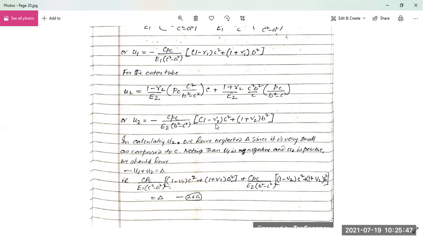And 1 minus V1, that 20 into 1. The regulated delta is very small as compared to C. In calculating U2, the distance of the inner radius of the outer cylinder, you have neglected delta since it is very small as compared to C. Then U1 is supposed to be negative and U2 is supposed to be positive. U1 is reducing in diameter and U2 is increasing in diameter itself.